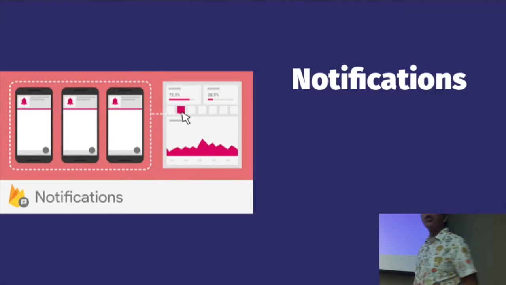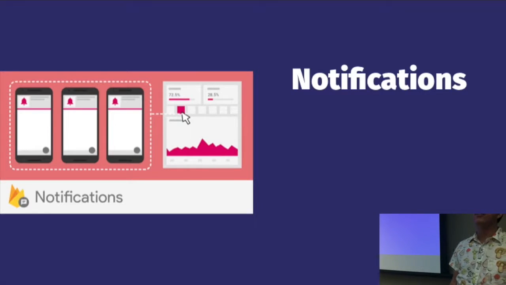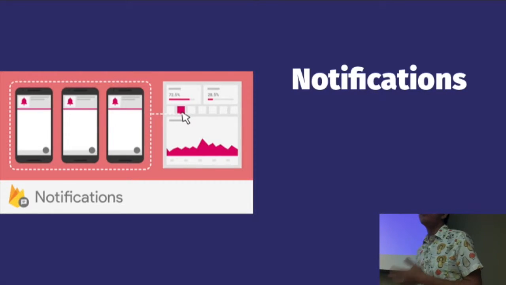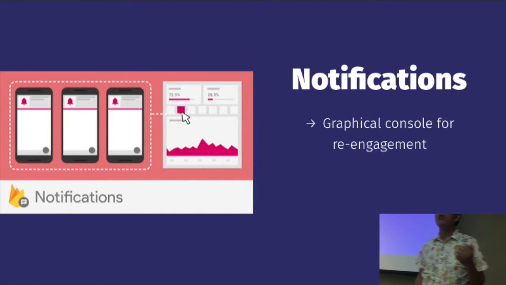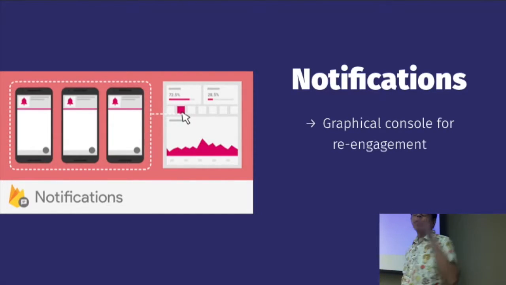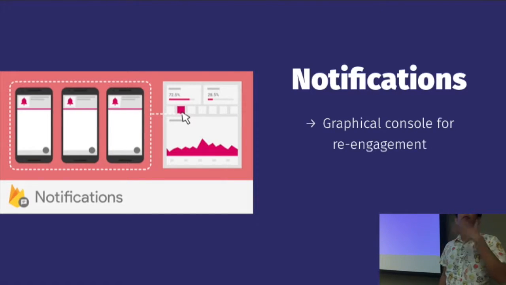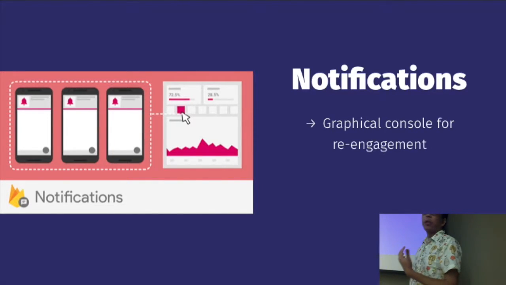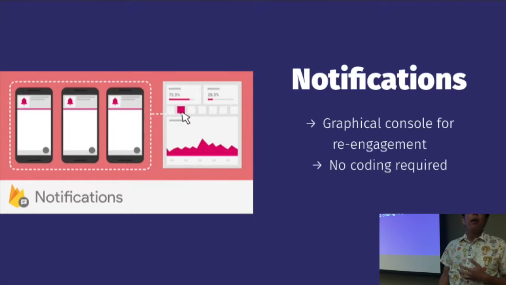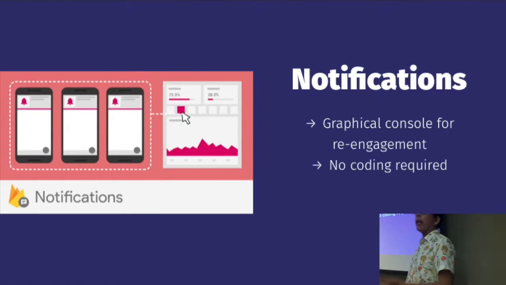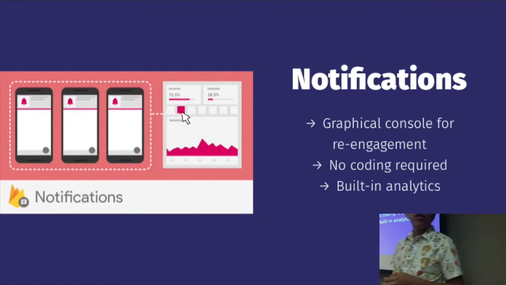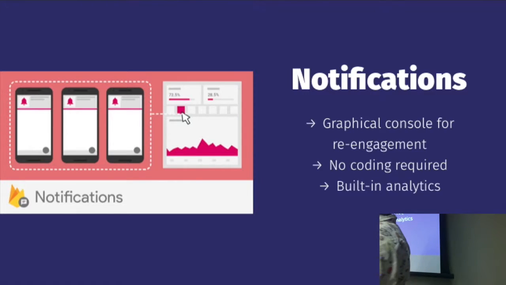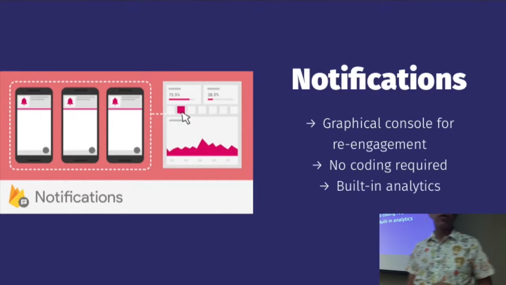On the other hand, notifications is a brand new tool. It's a growth tool aimed at people who aren't developers. So you can use this nice graphical console to send messages for re-engagement. So re-engagement is when people have already installed your app, but you want them to come back and use it more. Anybody is able to use this. It doesn't require any coding at all. You fill out a bunch of fields on the form, and you're good to go. What's also nice about it is that you get built-in analytics after you send those notifications out.